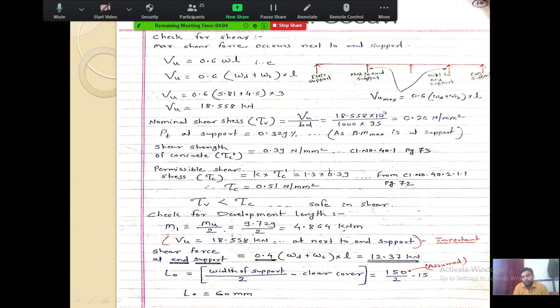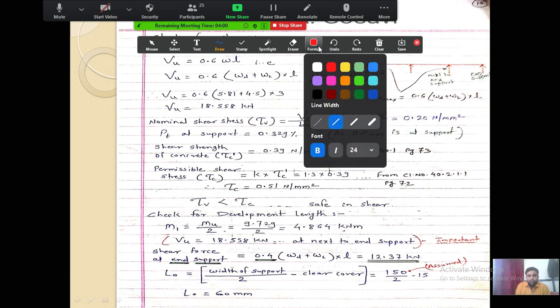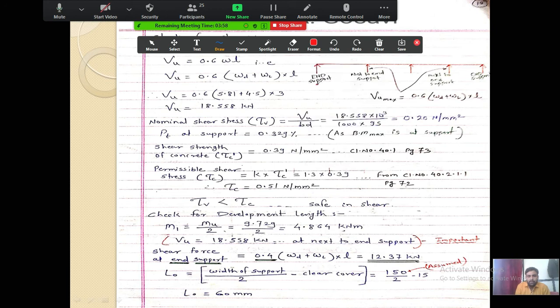Whatever support is next to the end support. So this is your end support. This support is the end support, and next to the end support is this support. So at this point your shear force will be maximum. Here also this is your end support, next to this support you will get the maximum value of shear force over here. And for that we need to see the coefficient again. So we will again move to the IS code and see the coefficient.